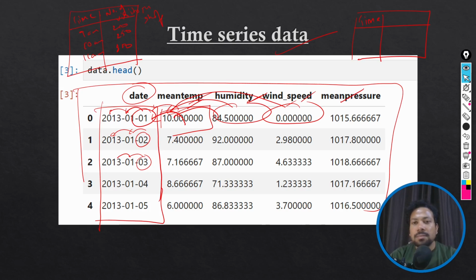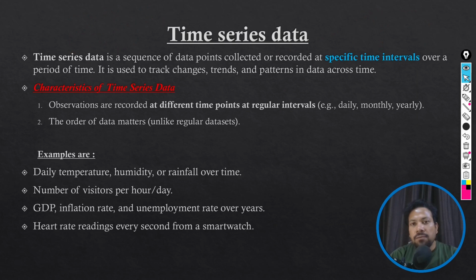So in simple language, time series data is data where there is one column which has either a date in a structured, ordered way, or a time in an ordered way, and all the other columns are giving us information about that particular date or time. So that concludes time series data. If we come to the definition part of it, you can clearly see here that time series data is a sequence of data points at specific time intervals over a period of time, which is used to track changes and trend patterns across the data over time.